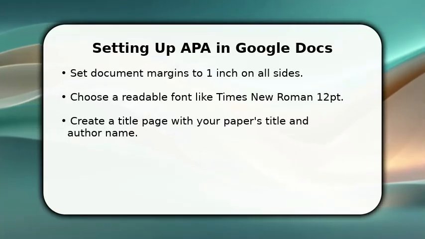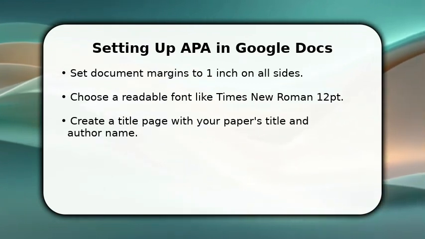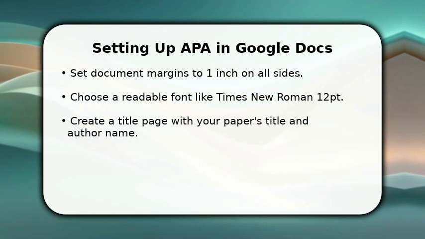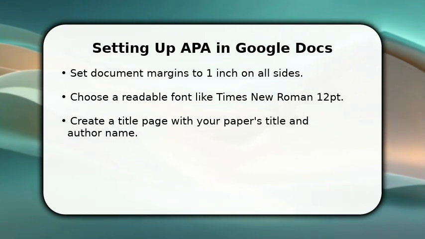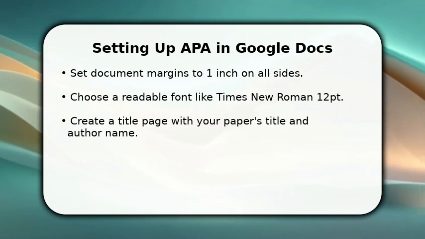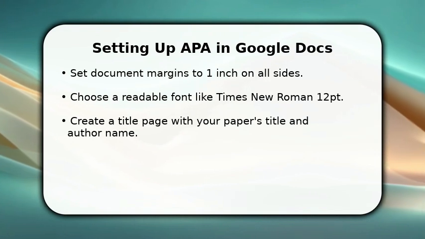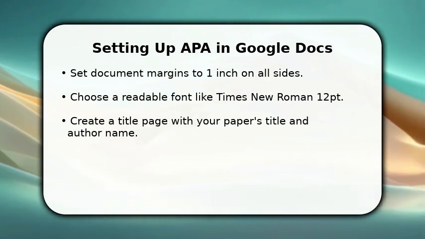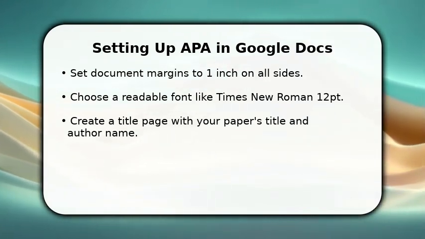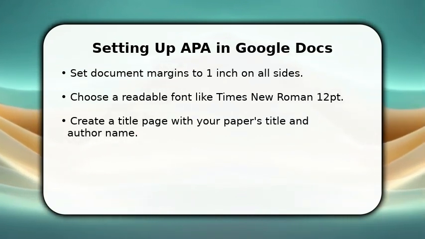In this video, I will show how to make APA format in Google Docs. First, open a new document and set your margins to 1 inch on all sides. Next, select a professional font such as Times New Roman at 12-point size. Then, create your title page, including your paper's title, your name, and your institutional affiliation, all centered and double-spaced. This foundational setup is crucial for APA compliance.